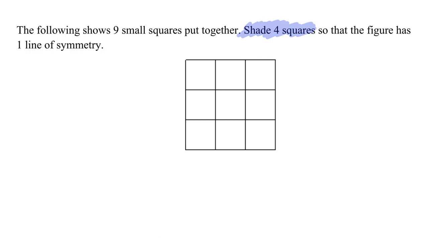So if I realize I could actually shade this 1, 2, 3, 4, and after which the only line of symmetry in this case after I shade the 4 squares would be here. There's no other way of having another line of symmetry thereafter.